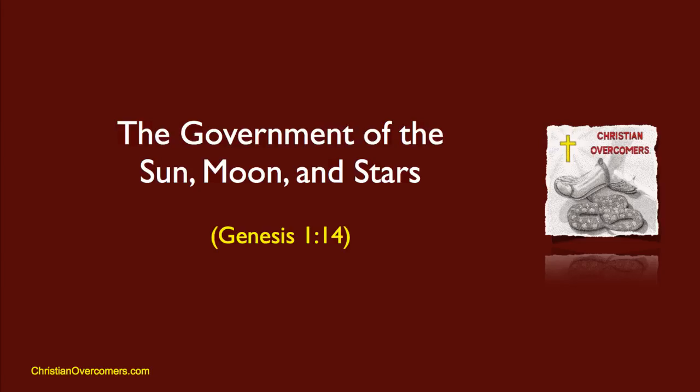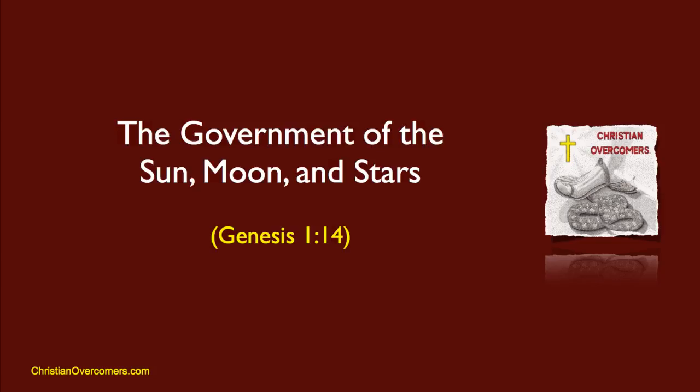We're going to do Genesis chapter 1, verse 14 today, and we're going to title this one, The Government of the Sun, Moon, and Stars. A lot of people don't think of the sun, moon, and stars as being a form of government. Well, it's actually one of the first forms of government mentioned in the Bible. It's kind of fascinating. This will be a pretty short study here.